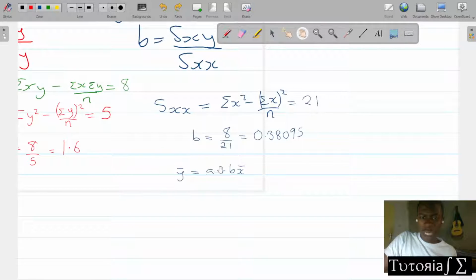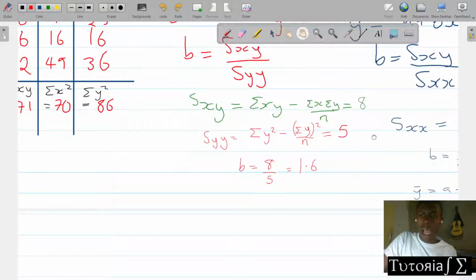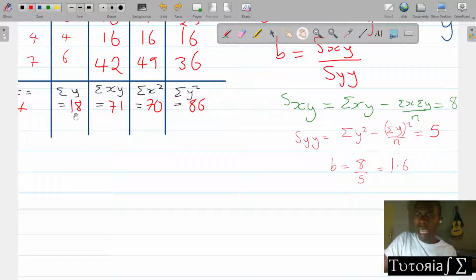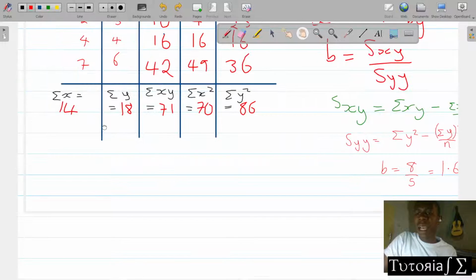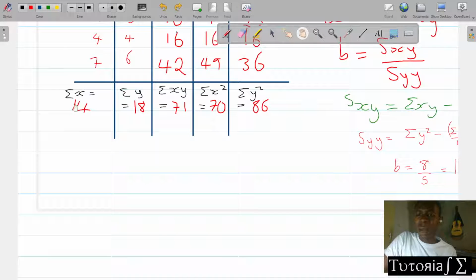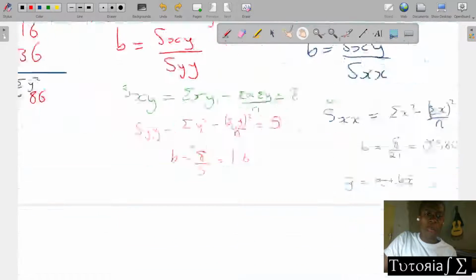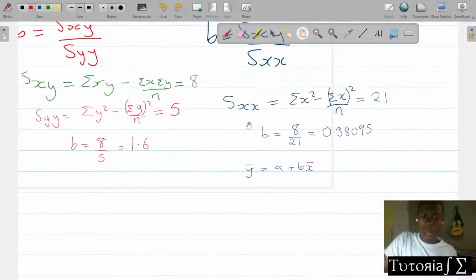Okay, this is the equation we use to find our a. We just replace the means. Y bar is the mean. So how do you find the mean? The mean of y is the summation of y over n. The summation of y is 18 over n, which is 4. The same applies to get the mean of x, which is the summation of x, 14, over n, which is 4.